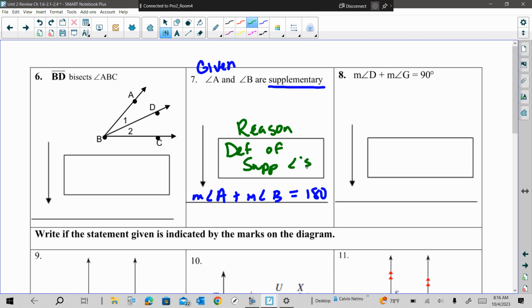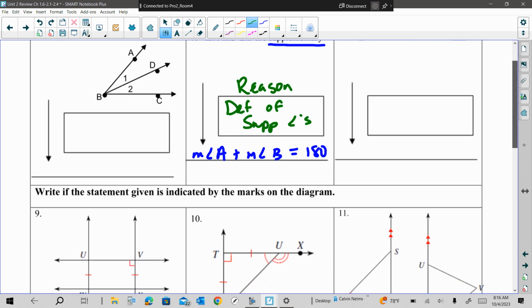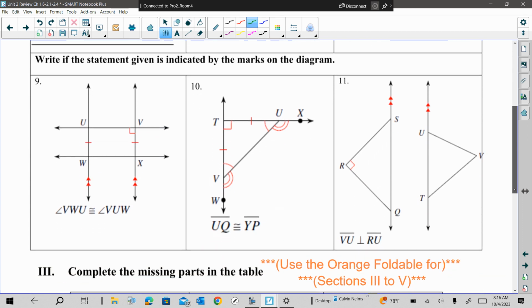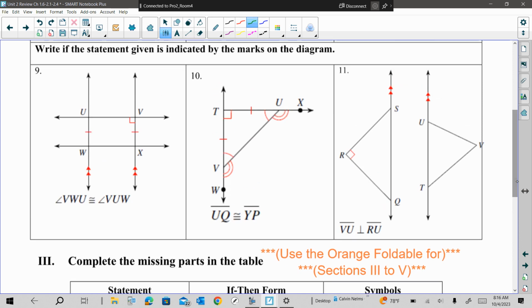Okay, so I am going to ask you to draw some conclusions either based on a given statement or a picture. Do we have questions on this section? Okay, and then I'm also going to ask you to determine true or false from a picture or statement. So if you look here, it says to mark right if the statement given is indicated by the marks on the diagram. So if we look at number 9, this is the statement.